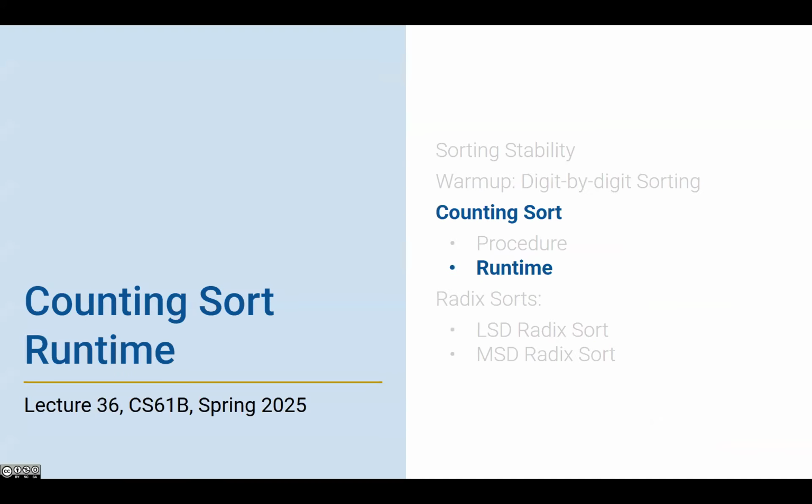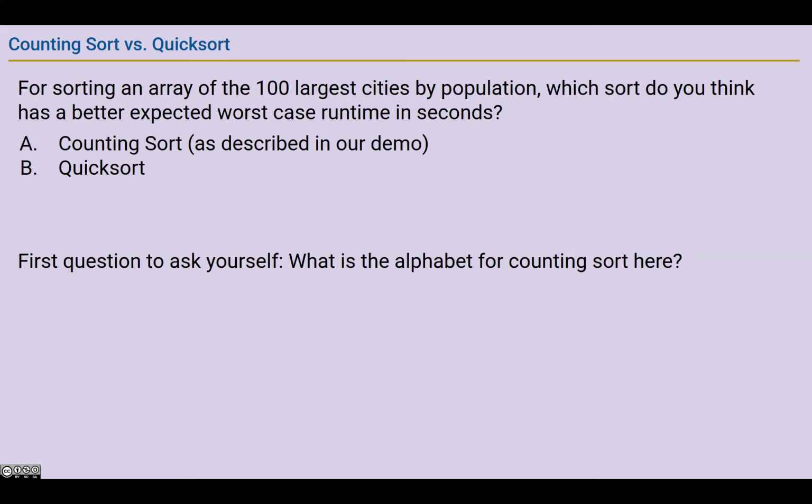Let's actually take a look at the runtime specifically. Let's say that we have a list of 100 cities by population. What would be the expected worst case runtime? Which one do you think is going to be better, counting sort or quick sort? Counting sort, we have a list containing every single possible value to start with. Quick sort, we just do the quick sort. Which one do you think is going to take longer? How many people say counting sort is going to take longer? How many people say quick sort is going to take longer?